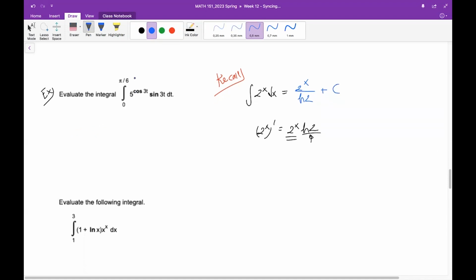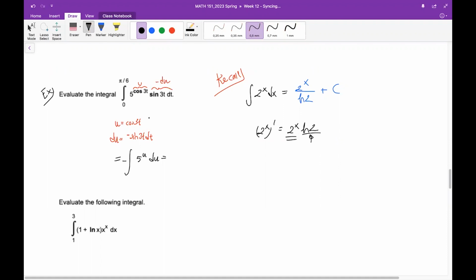Okay, so first of all, it is obvious that we need to apply this substitution first. u is cosine 3t, then du is minus sine 3t dt. Okay, you see, if we choose this part as u, this turns out to be minus du, right? So here, what kind of integral do we have? It is 5 to the power u times minus du. You can easily evaluate it, right?